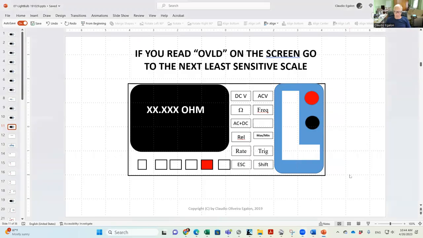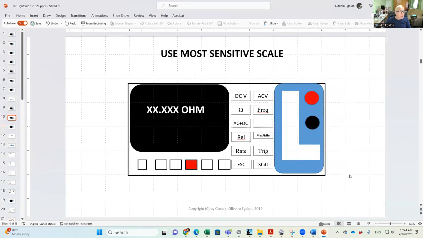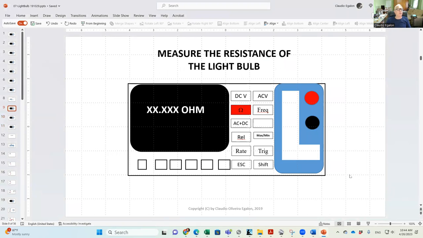In the next one, measure the resistance of the light bulb. You can do that. Okay. Professor, are you supposed to be showing something? Oh, yes. Thank you. Next, here you go. Use the most sensitive scale. If you read overload on the screen, go to the next least sensitive scale. Right now, let's see. Measure the resistance of the light bulb right here.